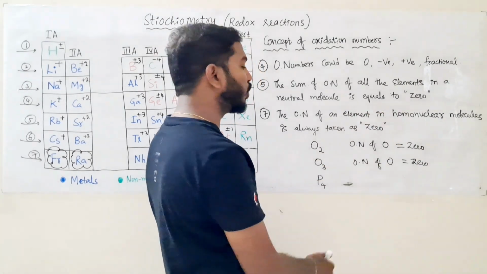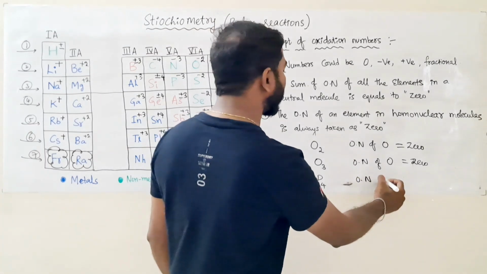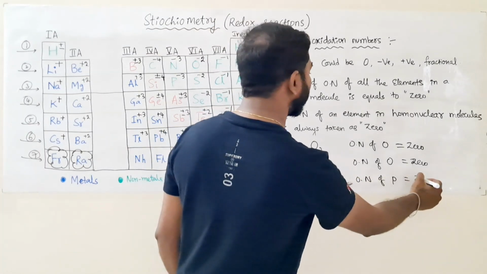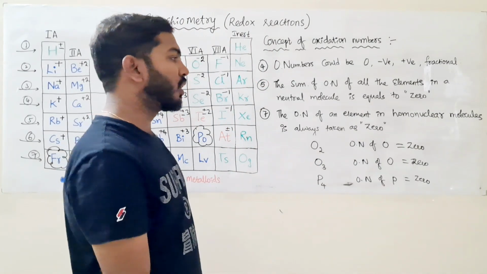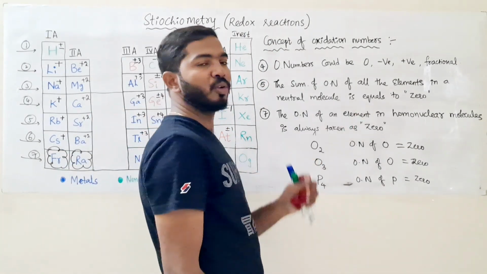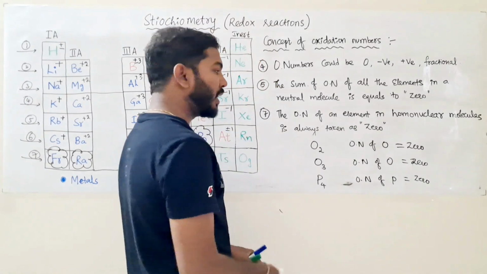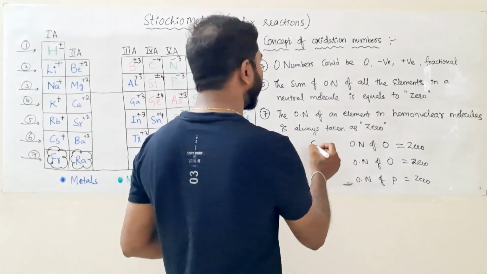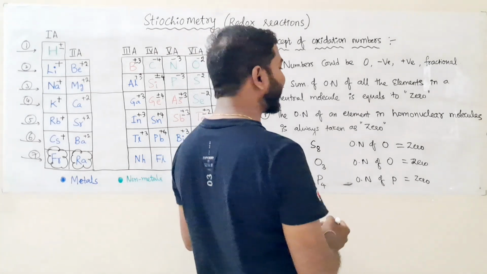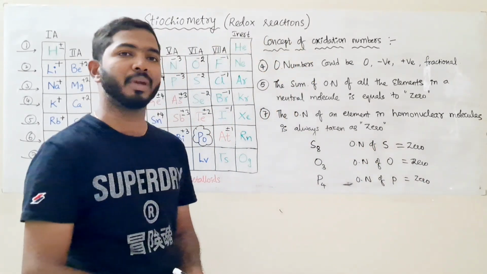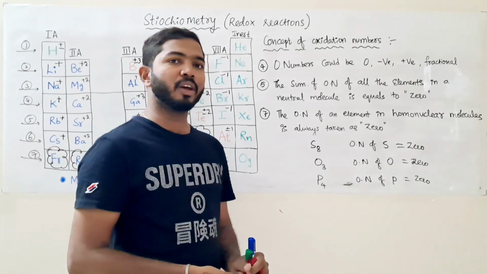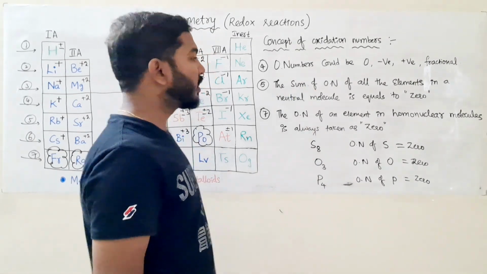For all such homonuclear molecules, the oxidation number of phosphorus in this is 0. Without any hesitation, we can take 0 for the elements in homonuclear molecules. Clear? Even we can take, let me just take the S8 molecule. The oxidation number of sulfur can also be taken as 0. Clear to everyone? So please try to take the screenshot here.